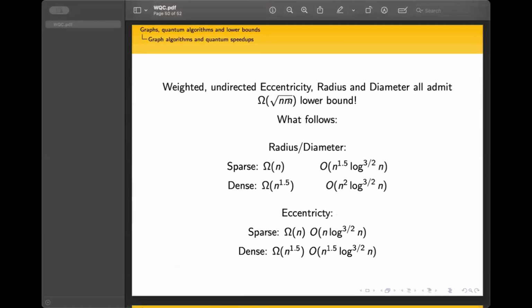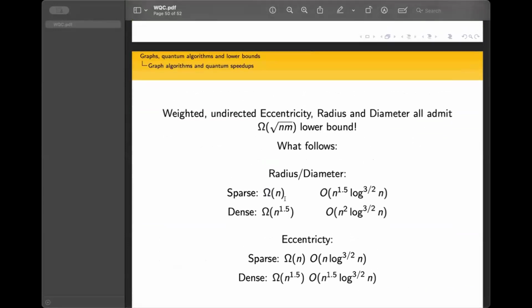lower bound. Currently, it doesn't help for the sparse graphs where m equals n, because you can see that you again recover this omega n lower bound, which is not very helpful. But it tells you something more, right? Because on dense graphs you are already at n to the 1.5.